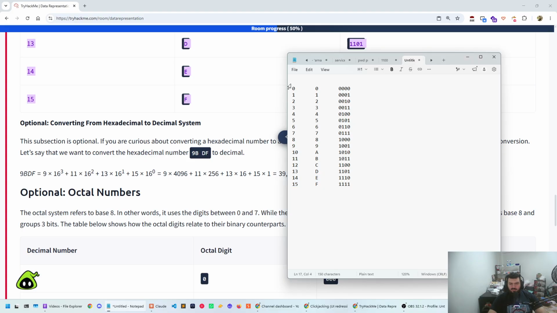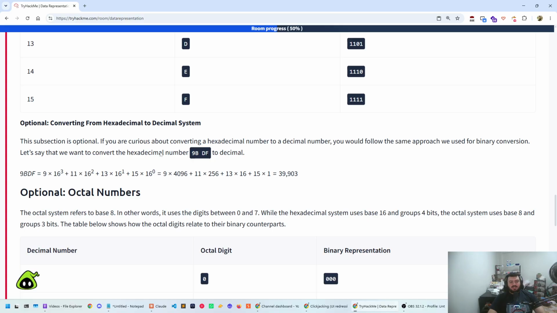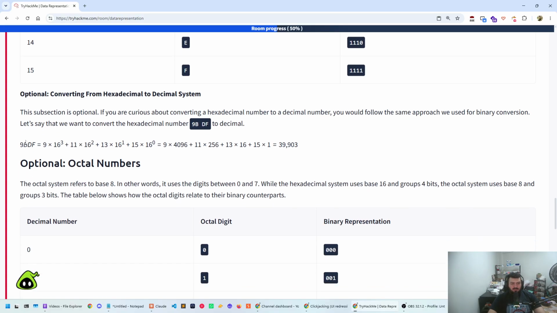Or actually we do, never mind. This is the number that it represents. So 15 is being represented by F, and in its binary format, it's 1111. Okay. Let's say we want to convert the hexadecimal number 9BDF to decimal. Let's see how they do it.